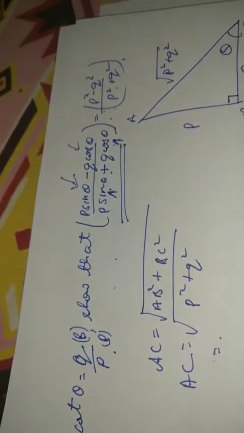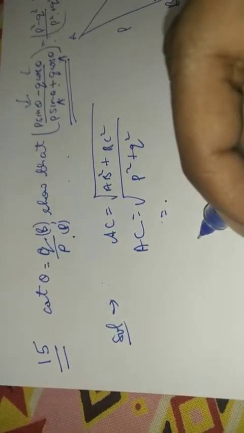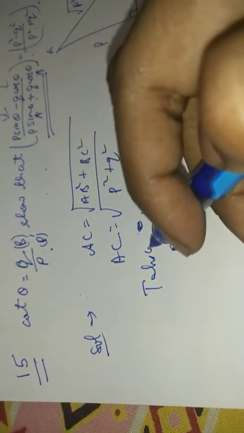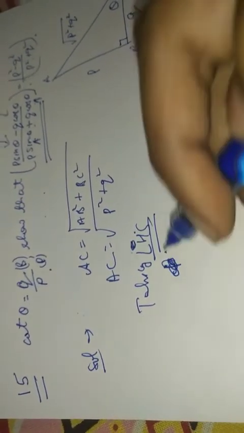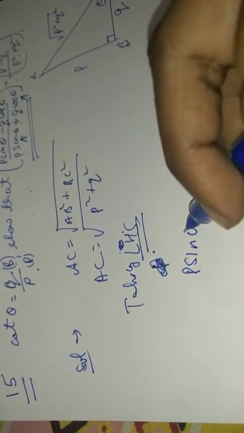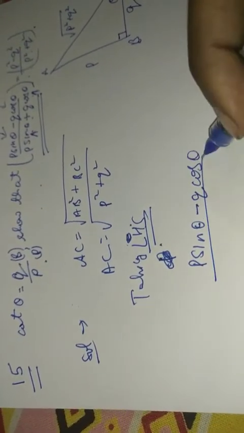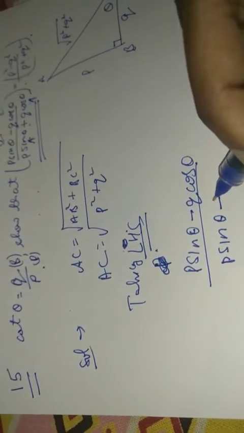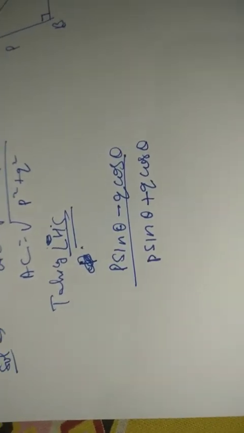But we need to have so that we can substitute the value of sin theta and cos theta accordingly. Now we'll write down the expression for which we have to calculate the value, so we'll mention that we are taking LHS. Now it is (P sin theta minus Q cos theta) whole upon (P sin theta plus Q cos theta). Let's try to solve it now.